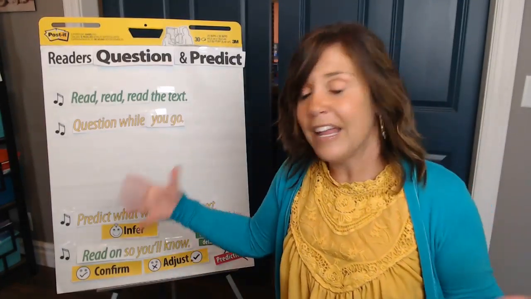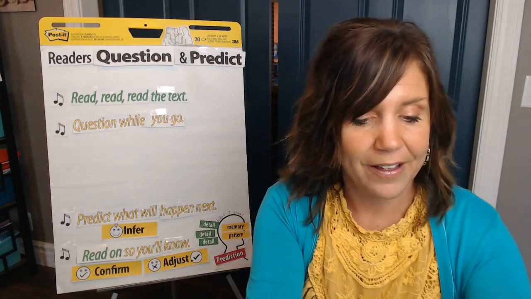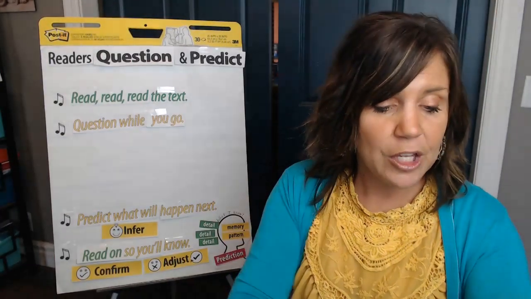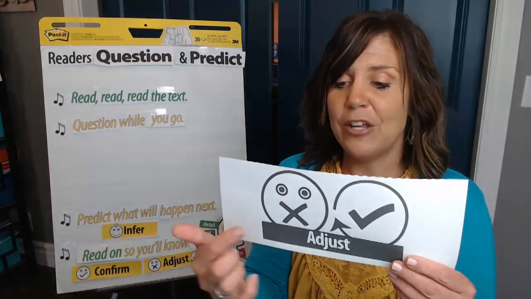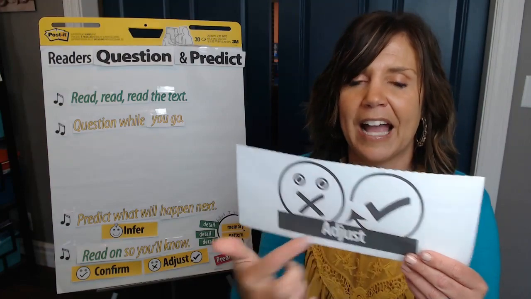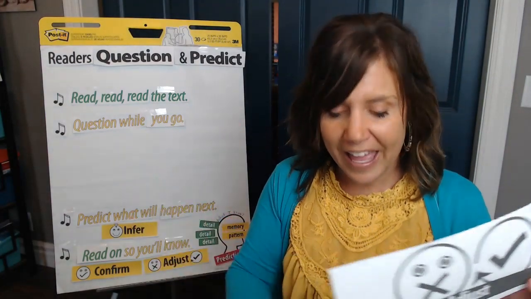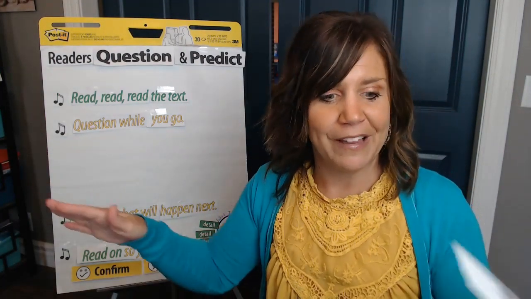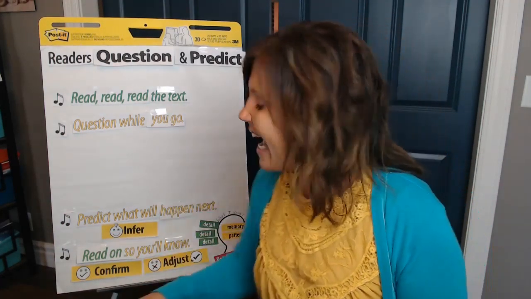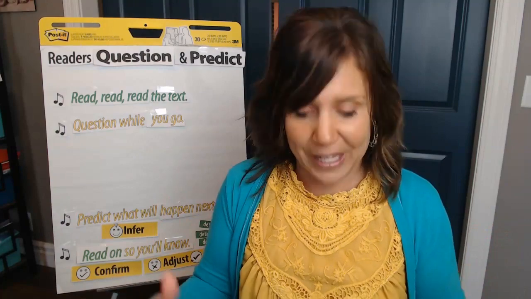And if you were right, you confirm. You're like, yeah, I was right, right? Or you might be wrong sometimes, and your answer was wrong, but you have to think again. You go back and kind of adjust your thinking, and then keep reading. That's what good readers do. They keep reading. Well, today we're going to work on a new skill, and it's called preview.